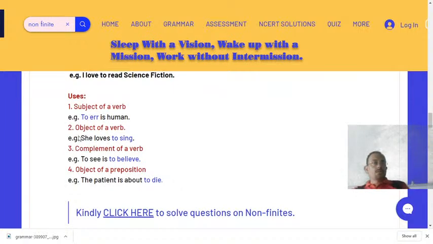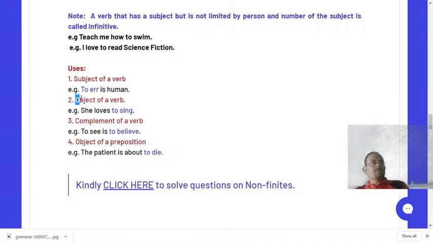Next use you see, object of a verb. Object means something that goes after. So object of a verb means the word that will go after the verb. For example, she loves to sing. So here to sing is used after the verb loves, therefore to sing is used as an object of the verb here.